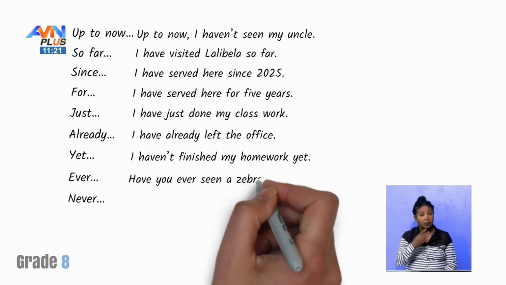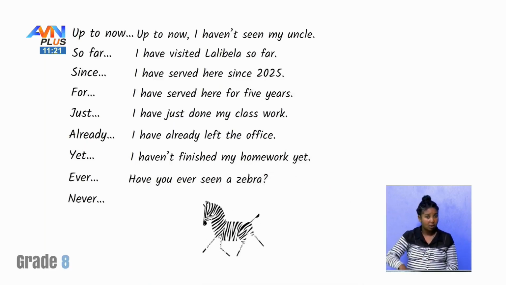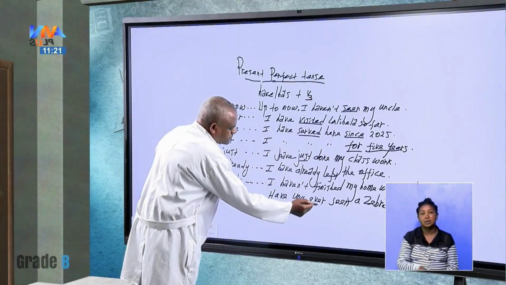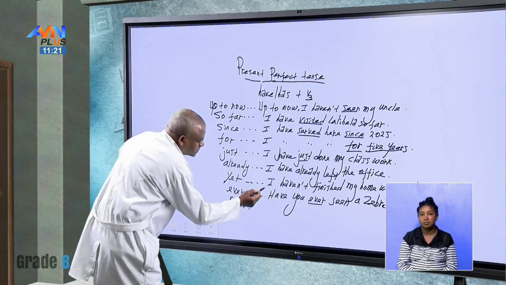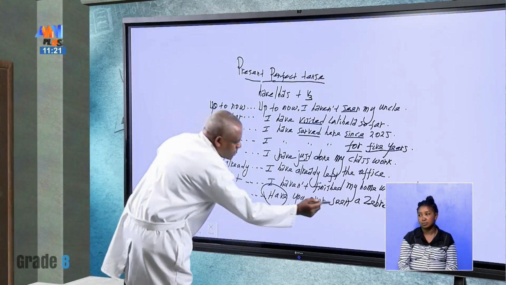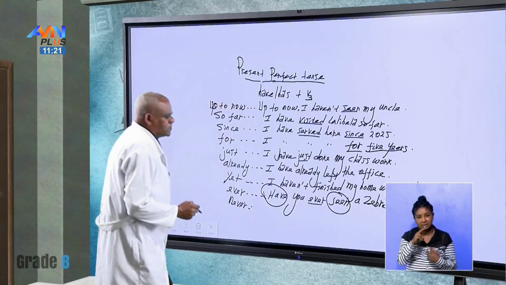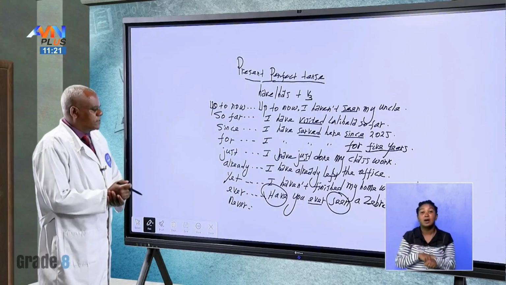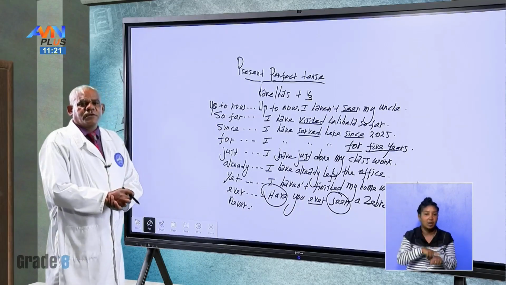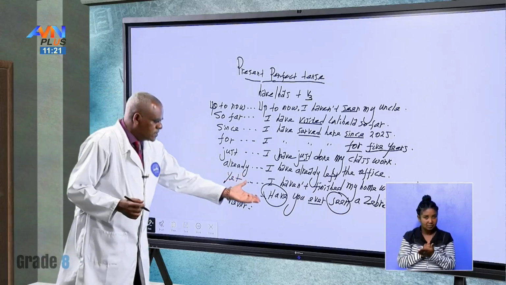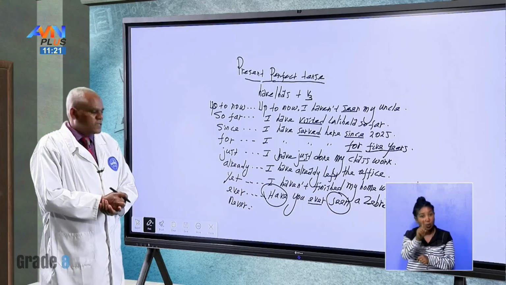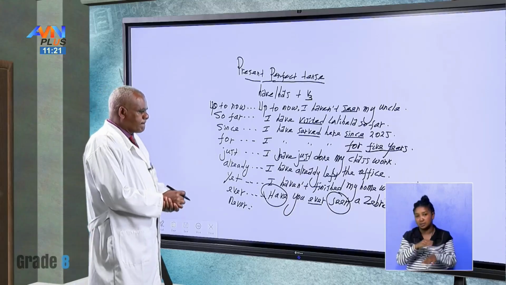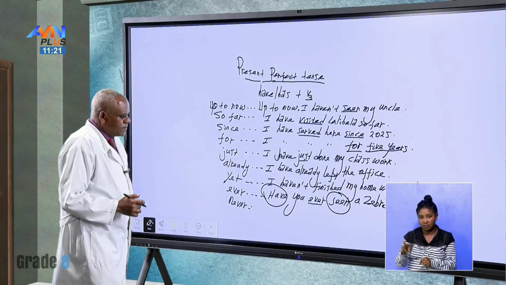Have you ever seen a zebra? Ever is, of course, still present perfect tense. Here it is, here you have seen. So most of the time, the ever is an adverb of time, which helps us while we are making questions in the case of present perfect tense. Good, let's go on. Never.